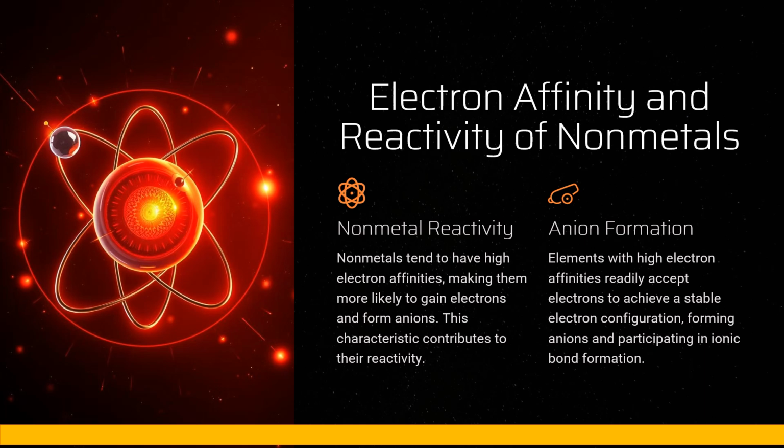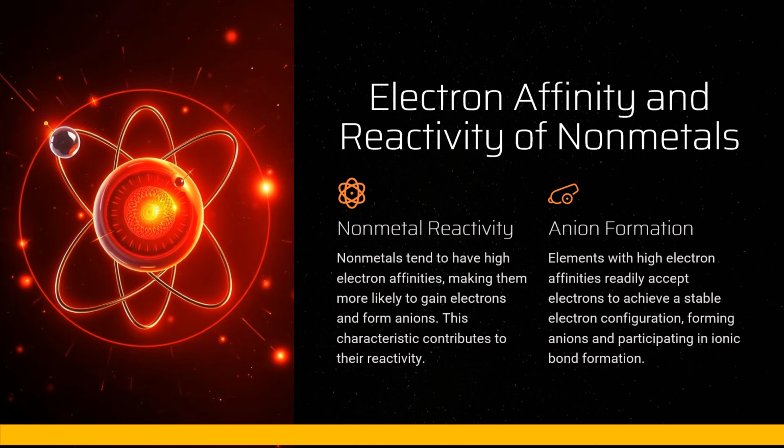When nonmetals accept electrons, they form negatively charged ions called anions. These ions achieve a stable electron configuration, like noble gases, and are key players in ionic bond formation. For example, chlorine readily accepts an electron to form chloride, contributing to the creation of compounds like sodium chloride.